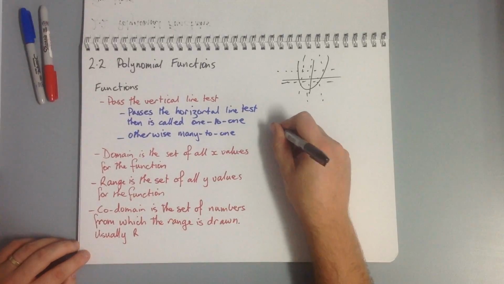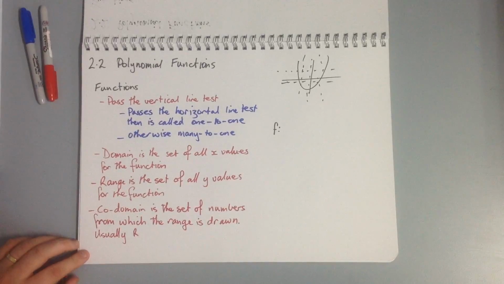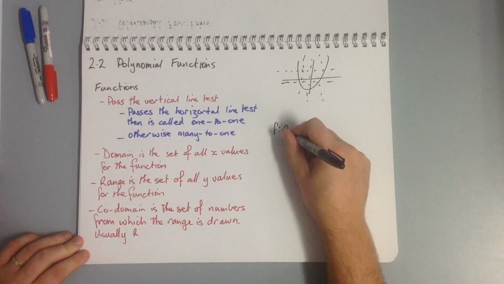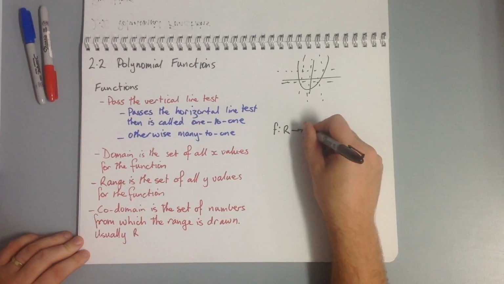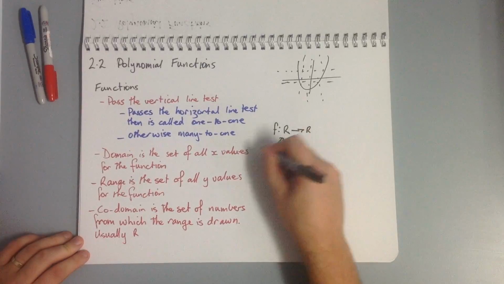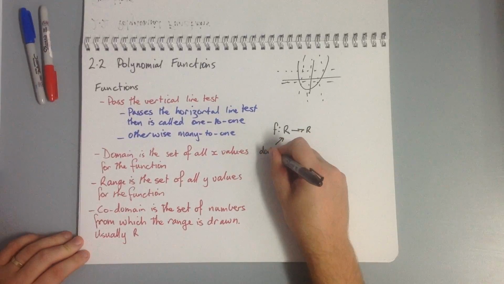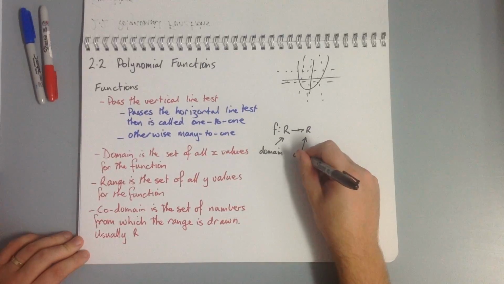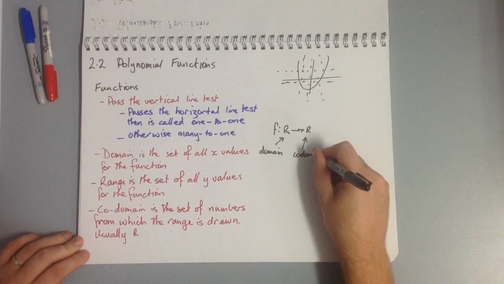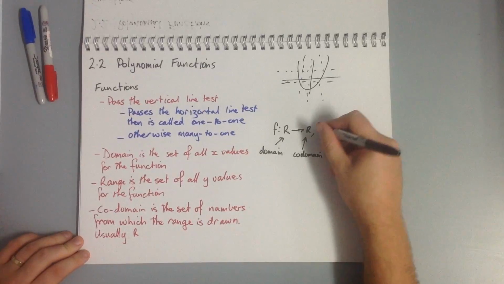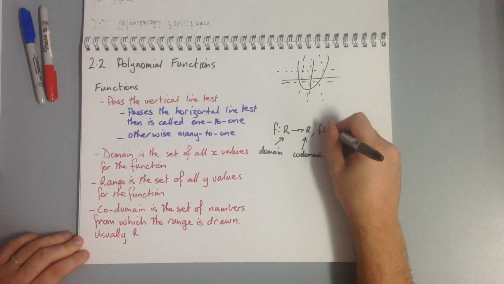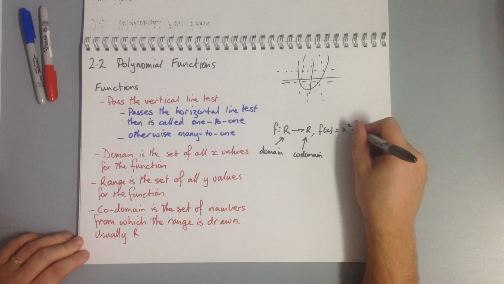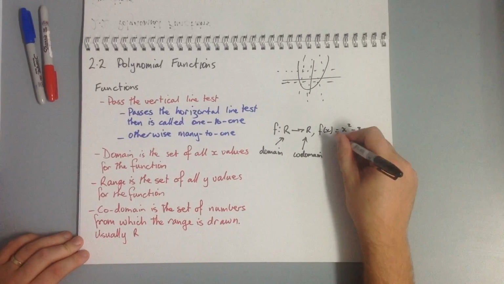Now function notation: we usually start off with saying that we've got some function f. The domain might be R, and it goes to our codomain. So that's our domain. This is our codomain. We go comma, and then we actually write our equation. So f of x equals x squared take 3. Then this part's just our function.